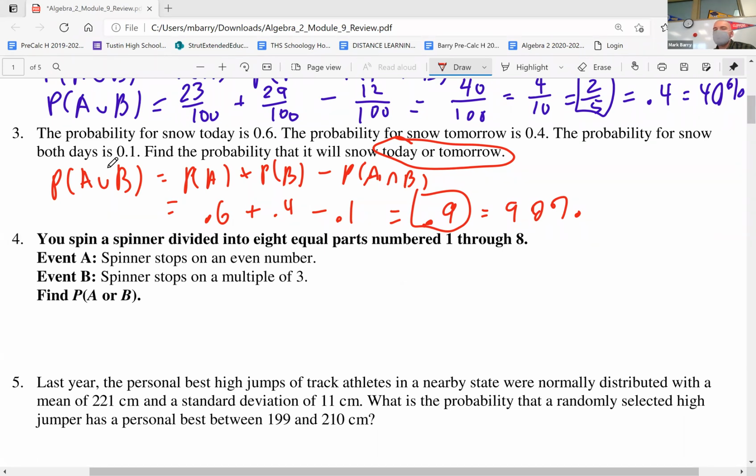Okay, 30 more seconds for number 4. Definitely give it a try on your own here. See how you do.